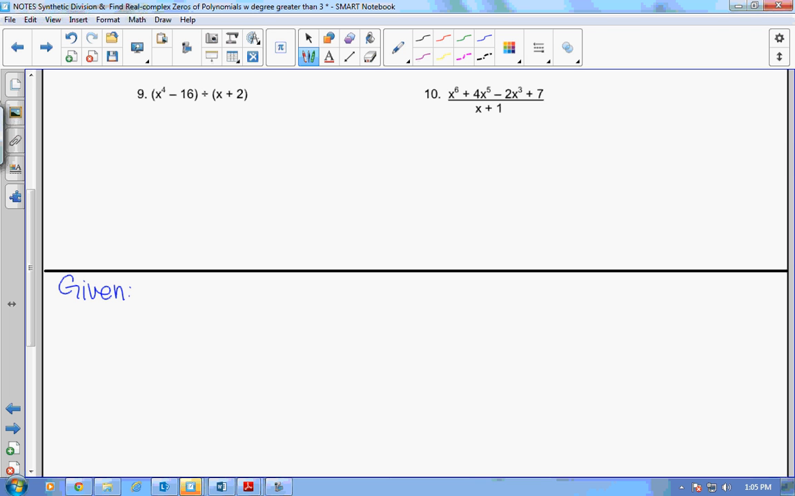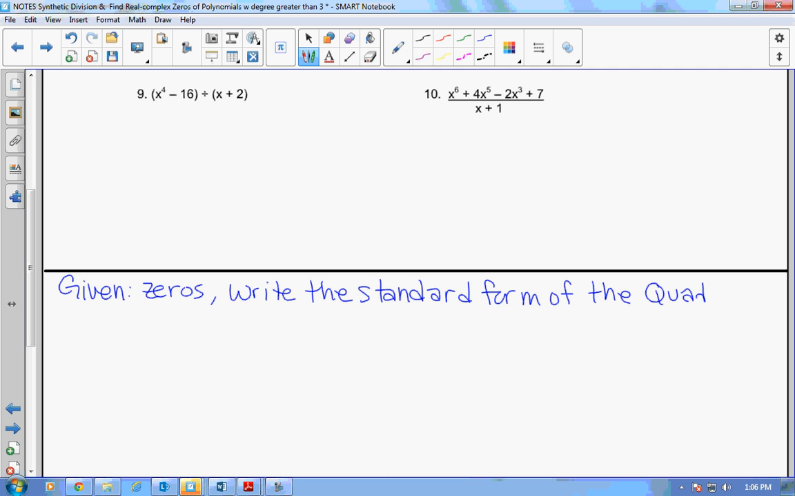Before we jump into synthetic division, we're going to do two problems. Given the zeros, we're going to write the standard form of the quadratic.